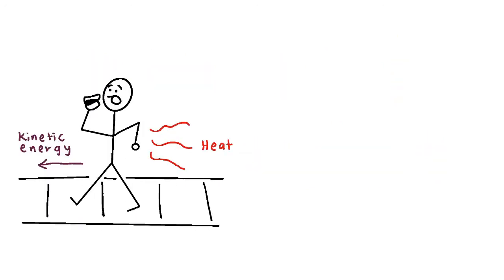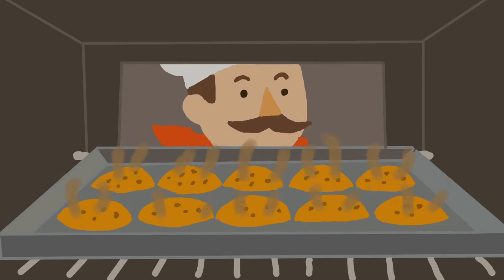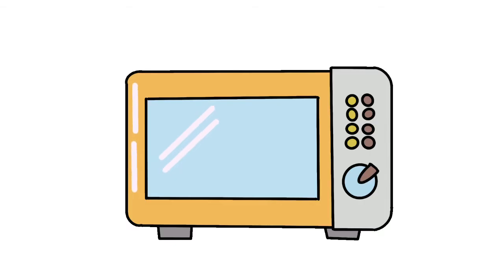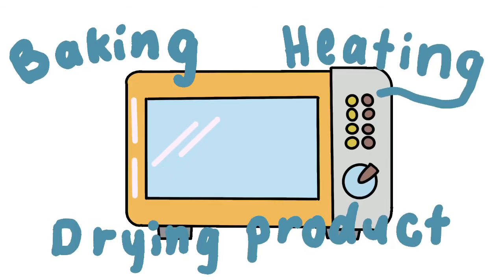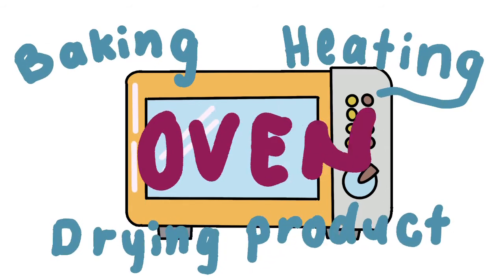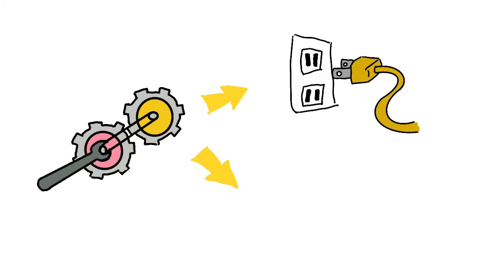Thermodynamics governs everything around us, including the cooking process. We can take the example of baking cookies in an oven. How does thermodynamics work in an oven? A thermo-insulated chamber used for baking, heating, or drying a product, particularly in cooking processes, is known as an oven. According to the first law, energy can change form, and in this case, mechanical energy is converted to electrical energy and thermal energy in an oven. Let's take a closer look at each energy's outcome.